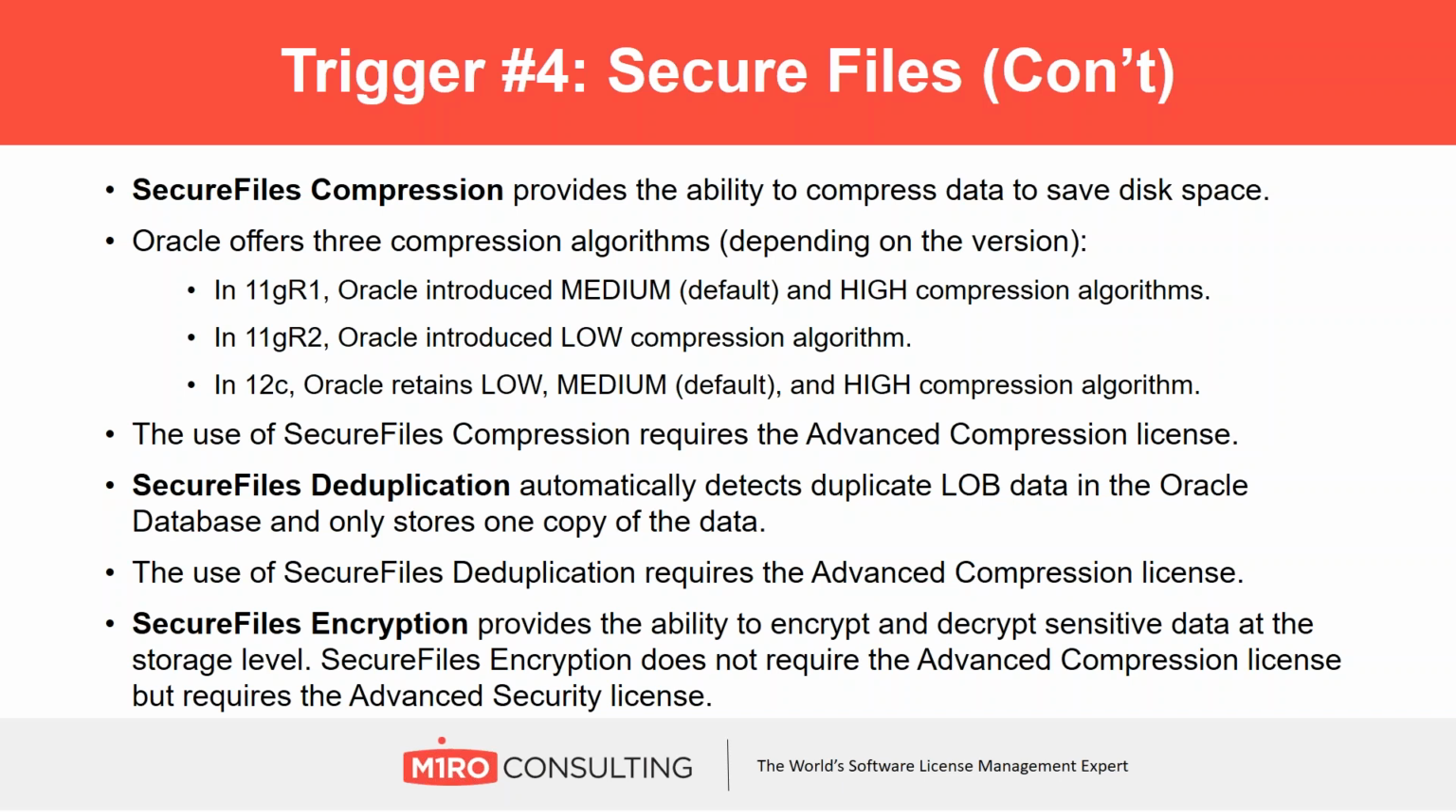As I mentioned earlier, with deduplication, Oracle detects any duplicate LOBs in the database, and it'll only store one copy of that to save space. And again, if you utilize this option, it does require you to get an Advanced Compression license. With encryption, although you don't need the Advanced Compression license, you do require the Advanced Security license. So you want to watch out for that: if you were to get Advanced Compression for compression and deduplication and you want to utilize the encryption, you want to make sure that you also get an Advanced Security license for that.